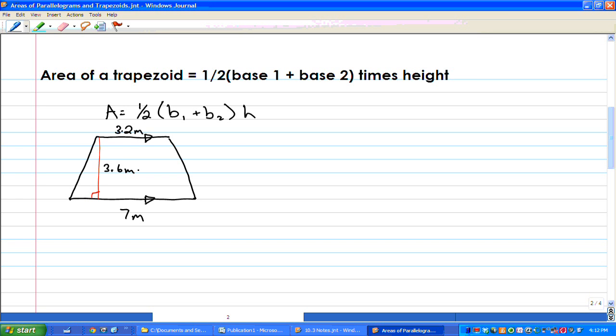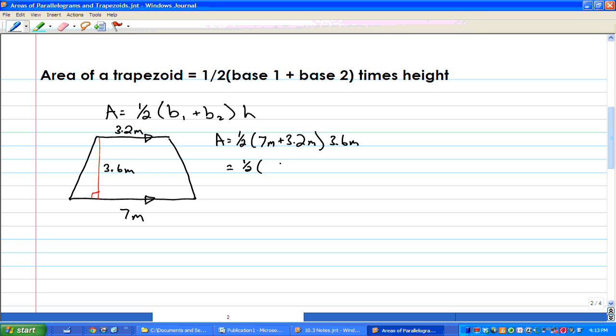Well, put everything into the formula. Area is equal to 1/2 of the sum of the bases. So I have 7 plus 3.2 times the height, which is 3.6. You know, I'm going to put the labels in here, just this one time only, just to show you that it still works here. So 7 meters plus 3.2 meters times 3.6 meters. So a lot of people would think this is going to be meters cubed, and it's not. All right, first thing we have to do is inside the parentheses.